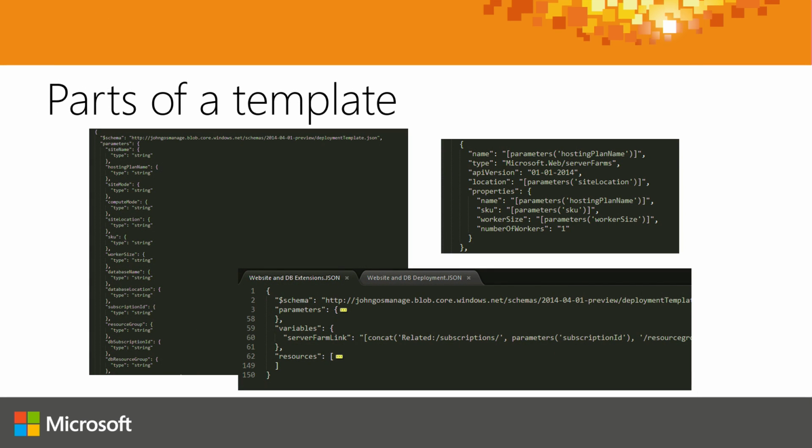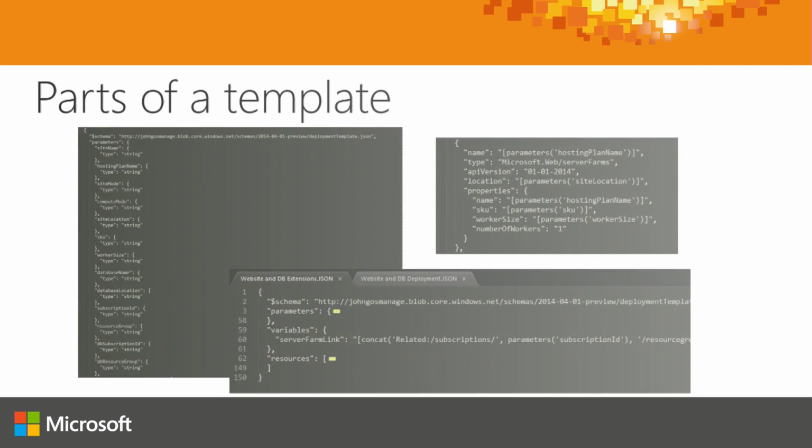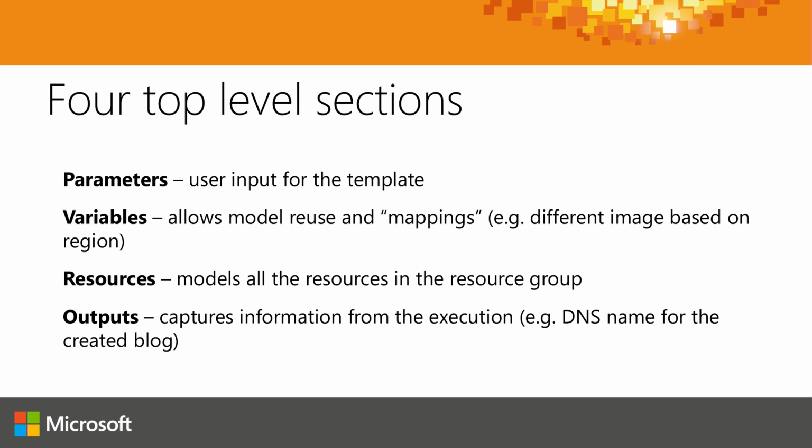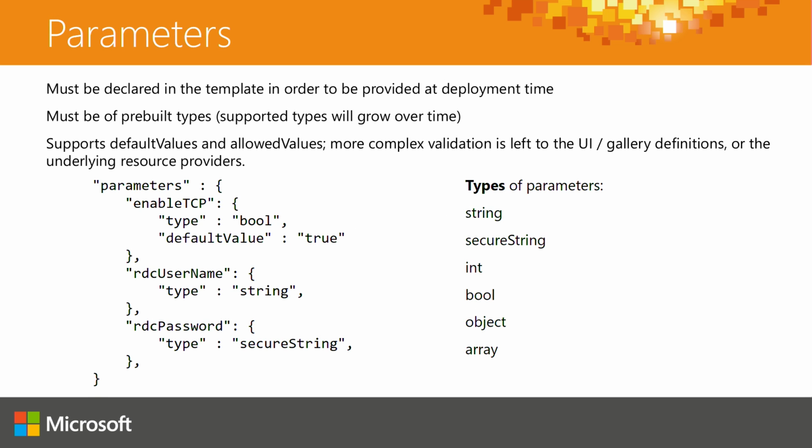Let's look at the pieces. There are 4 different sections. Parameters are, well, the inputs, what comes in. We have variables, resources, the meat of the template, what is it creating, and outputs, those are optional. I'll go through a few examples, and then we'll jump into PowerShell and we'll actually do it.